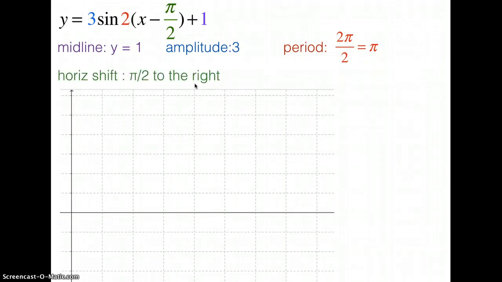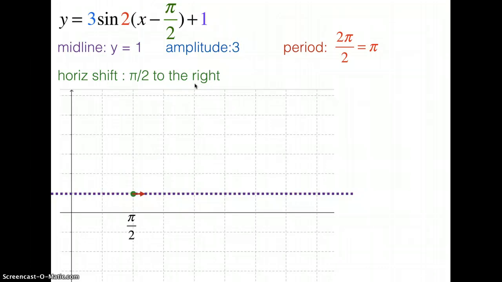And lastly, the horizontal shift is at pi over 2 to the right. The reason why we go to the right is because we're subtracting that pi over 2. The first thing that goes on your graph is the midline. There it is at y equals 1. The cycle starts at the horizontal shift, so the cycle is going to start at positive pi over 2.